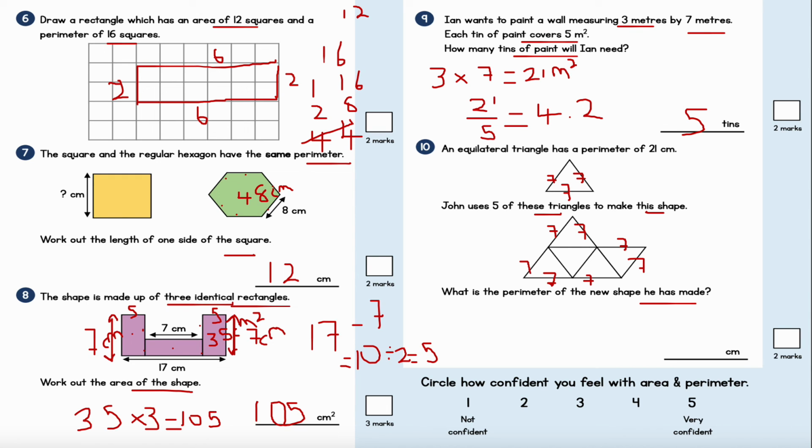So how many 7s do I have? I've got 1, 2, 3, 4, 5, 6, 7. 7 7s are 49. Okay. So 7, add 7, add 7, add 7, add 7, add 7, add 7. Okay. Or 7 times 7. Okay. Remember that perimeter is the distance around the shape, guys. Okay, so it's a distance around the shape.